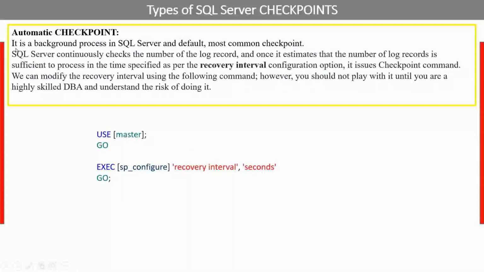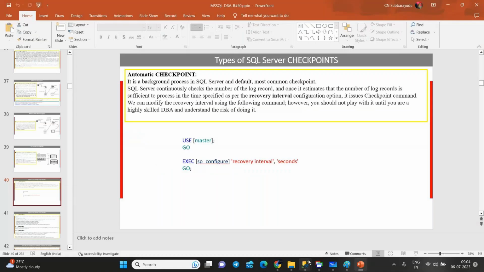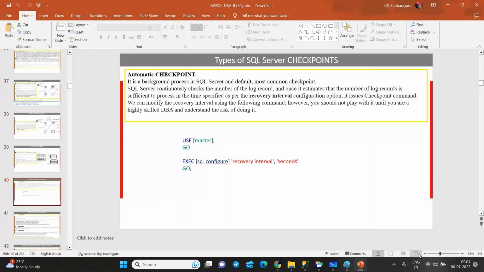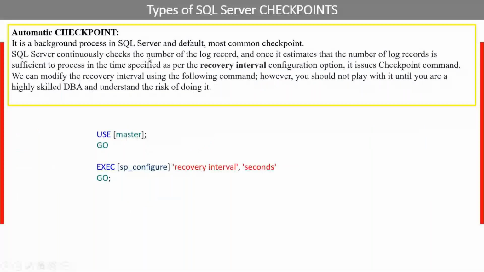It is a background process in SQL Server, and the most common checkpoint which we are using is the automatic checkpoint, because it is an instance level checkpoint. If someone asks what is the time frame, SQL Server continuously checks the number of log records, and once it estimates that the number of log records is sufficient to process in the time specified by the recovery interval you configure. For example, every 2 minutes or every 10 minutes I need to run the automatic checkpoint.